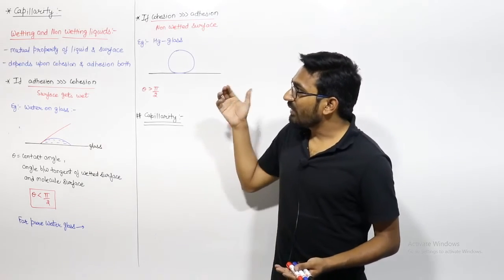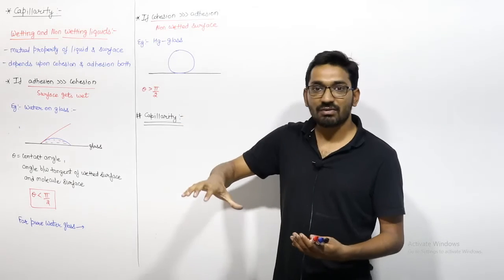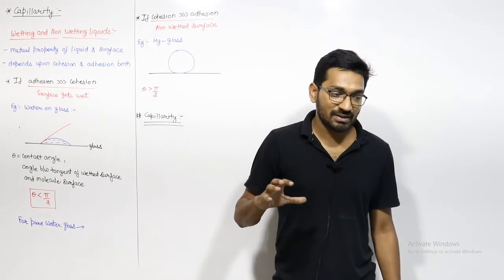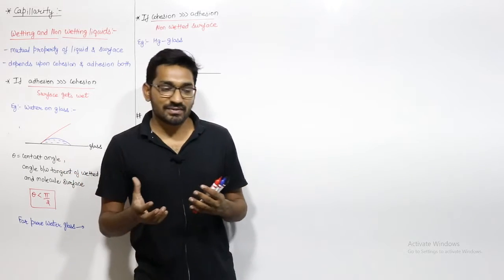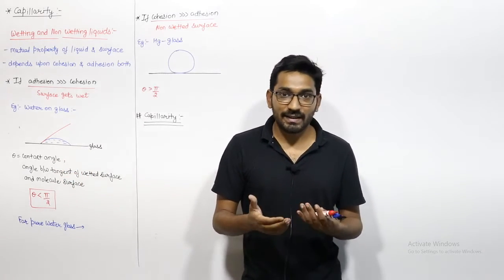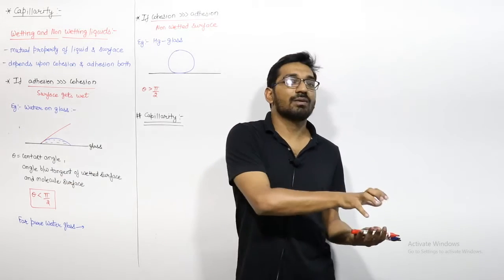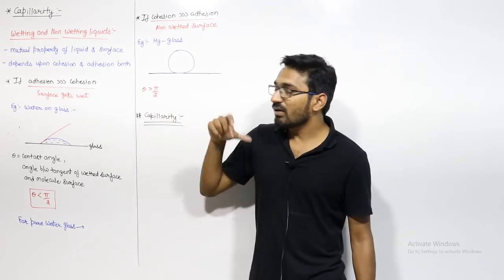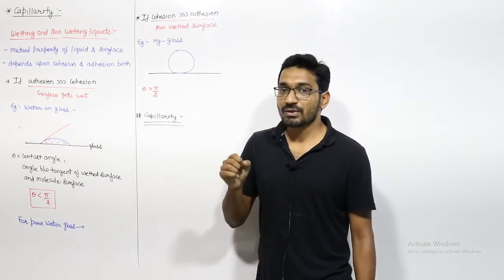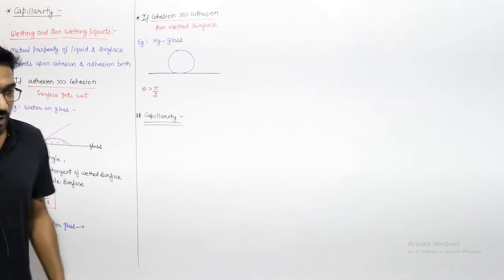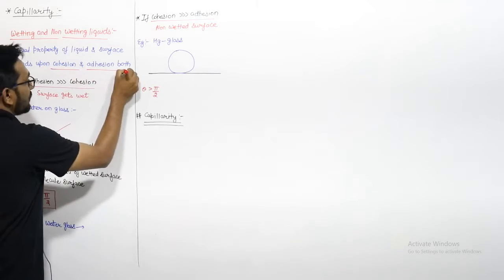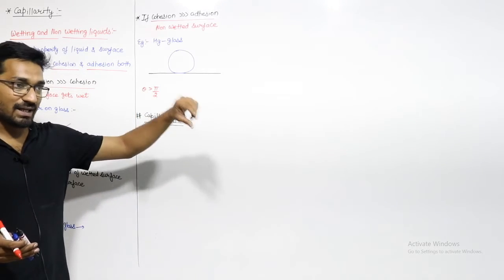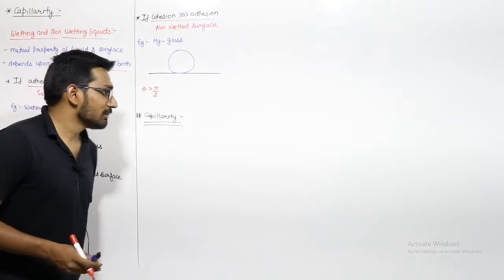So whether the liquid will wet the solid surface or not is a mutual property of both liquid and solid surface, right? In some cases, let us say if we talk about water or mercury, there may be the case that mercury will wet one type of solid surface and will not wet another solid surface. So this wetting or non-wetting is the mutual property of liquid and solid surface, and it will depend upon both cohesion and adhesion. Cohesion means the intermolecular force between the liquid particles, and adhesion means the force of attraction between liquid and solid, right?